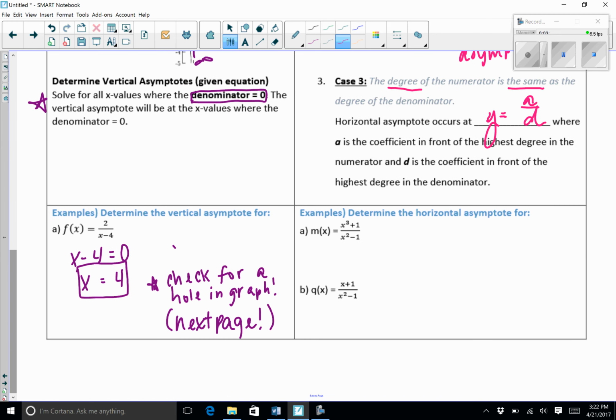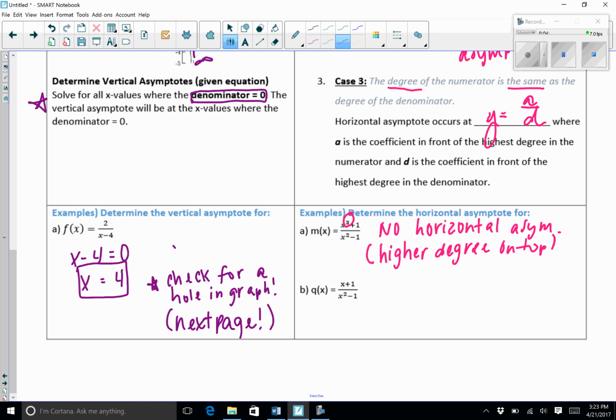So for instance, if we notice the higher power for the first example is on top, that tells me that there's no horizontal asymptote. How did I know that? Because the higher degree was on top. Okay, next example. If I look for the higher degree, I see that it's in the denominator. That tells me that y equals 0 is the equation of the horizontal asymptote.